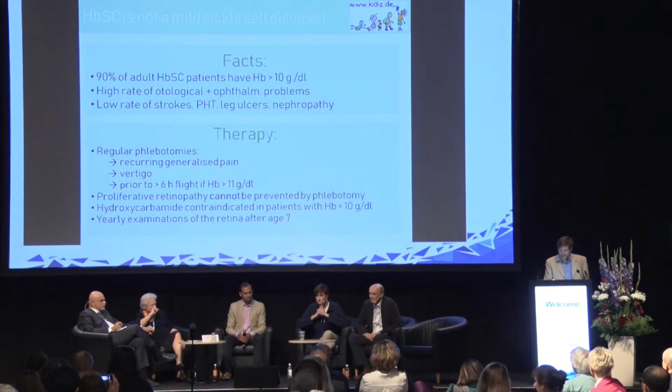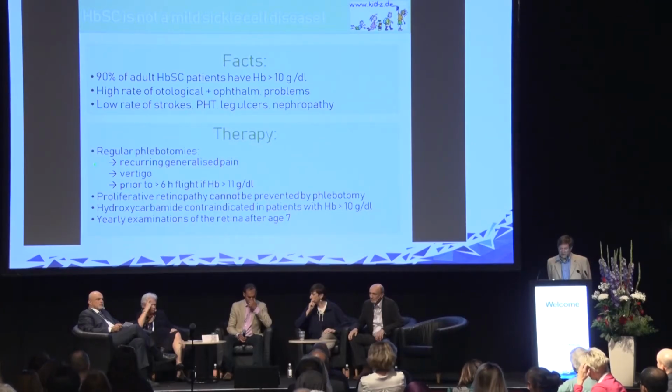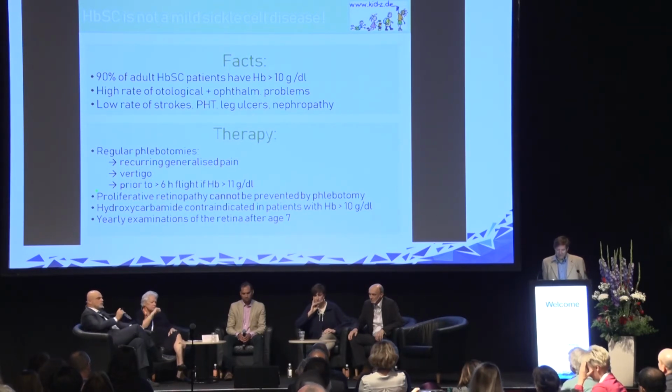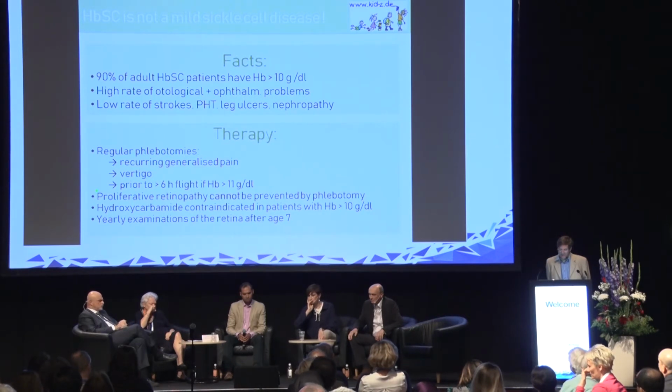90% of adult hemoglobin SC patients have a hemoglobin level of over 10 grams per deciliter. They have a high rate of otological and ophthalmological problems. By contrast, they have a low rate of strokes, pulmonary hypertension, leg ulcers, and nephropathy. And the treatment is other than in other sickle cell subgroups. Regular phlebotomies can do best for recurring generalized pain. These are not pain crises, but generalized pain, and for vertigo. And of course, prior to a flight over 6 hours with a hemoglobin level over 11 grams per deciliter. Phlebotomy cannot prevent proliferative retinopathy. And please remember, hydroxycarbamide is contraindicated in a patient with a high hemoglobin level. And these patients need yearly eye controls for their proliferative retinopathy.